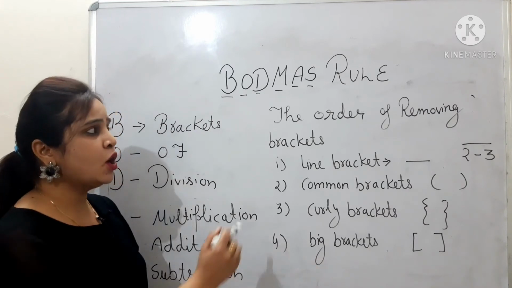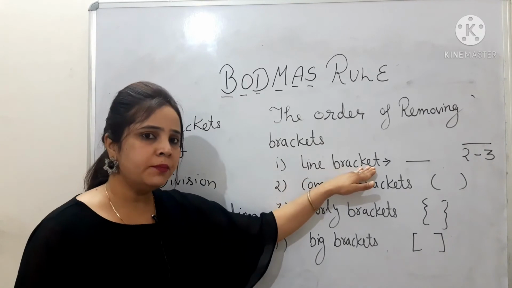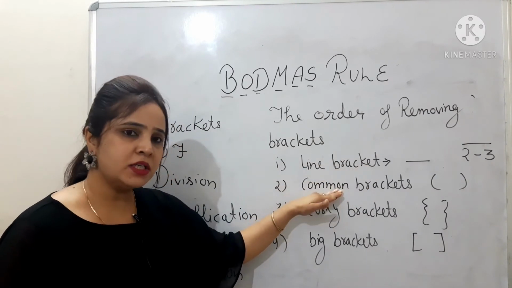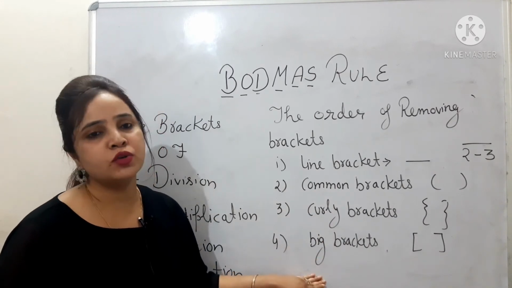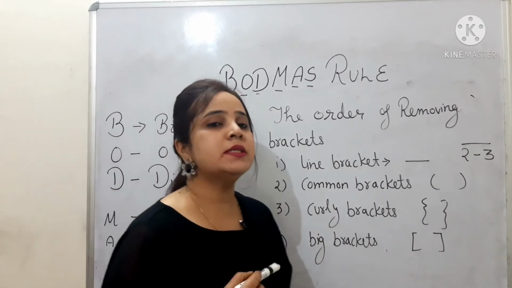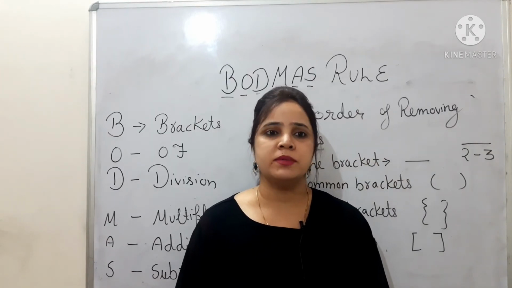So what is the order for removing the brackets? First of all, your line brackets will be solved. Clear? Then your common brackets will be solved. After that your curly brackets, and the last one is your big brackets. Now we will check how to use these in our complex problems. So let's move on.